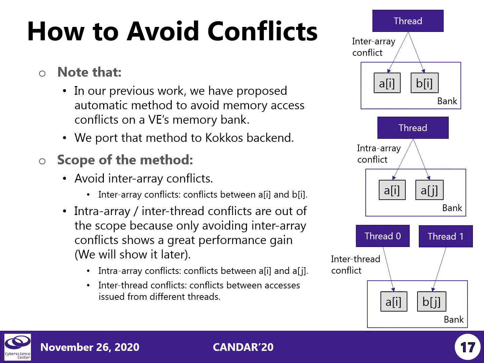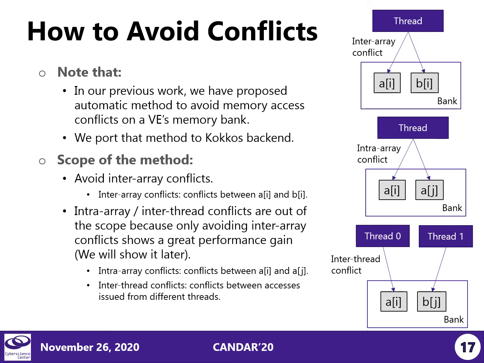Let me talk about how we can avoid memory access conflicts. First of all, note that our approach is based on our previous work. In that work, we proposed an automated method to avoid memory access conflicts at the vector engine's memory bank. And in this work, we put that method into the Kokkos backend.